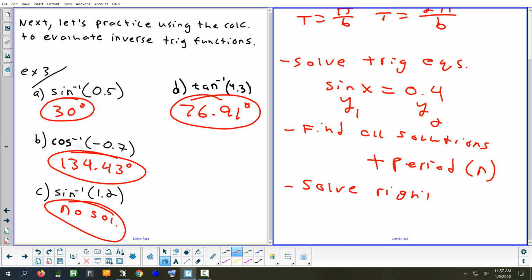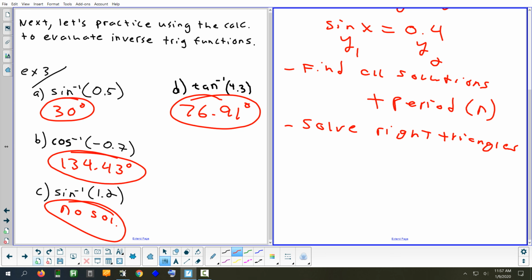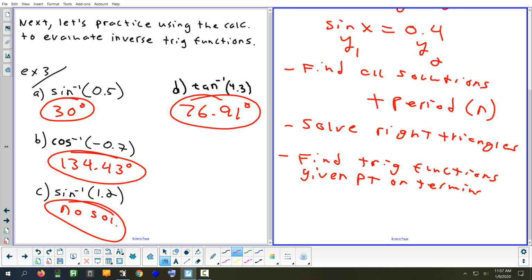Solve right triangles. That means if I give you sides and angles, you can tell me all the other sides and angles. That was yesterday. Find trig functions given a point on a terminal side. That's where I tell you the point 3, 4 is on the terminal side. You draw the ray through 3, 4, and make your little triangle, and that's where we did the reference angle stuff. We did the sine, cosine, tangent, secant, cosecant, and cotangent. We practiced all 6.